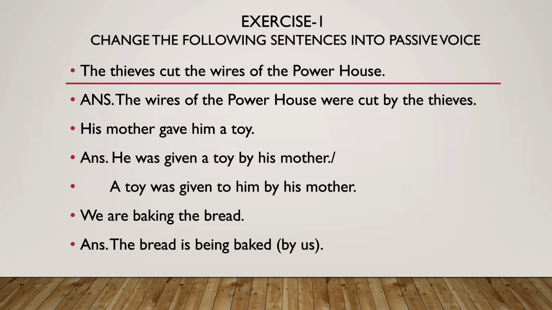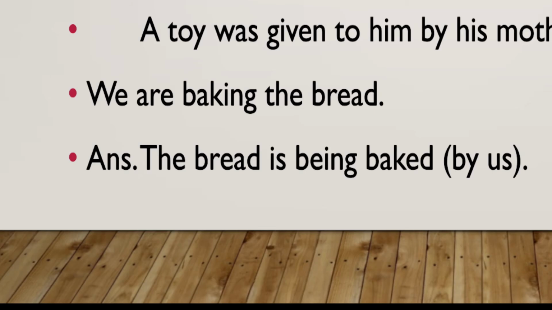And what if we take the direct object as the subject of the passive voice? A toy is the direct object, and if we take this word as the subject of the passive voice, then it will be read like this: A toy was given to him by his mother. Then before the indirect object, we need to use a preposition. Here in this case, the preposition to.